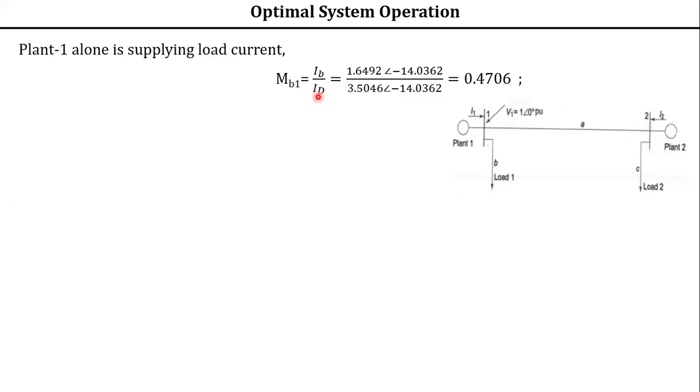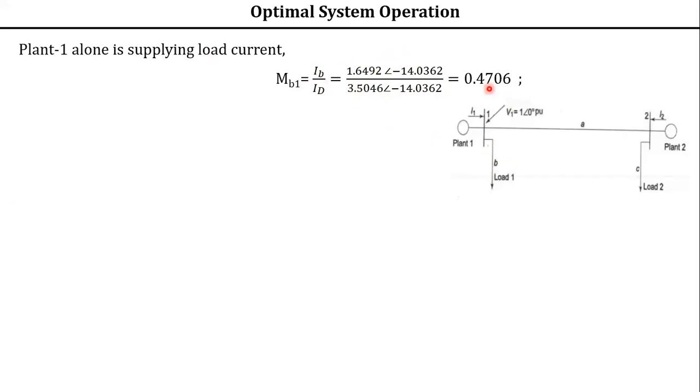In the previous slide I have shown the total load current. The branch current IB has been given in the problem, here represented in rectangular form. I converted that branch current IB into polar form and substituted it. And ID we have calculated just now, that value I am substituting. So the result will be 0.4706.